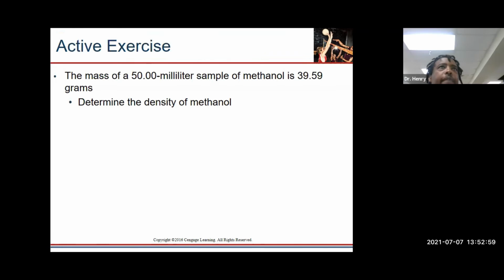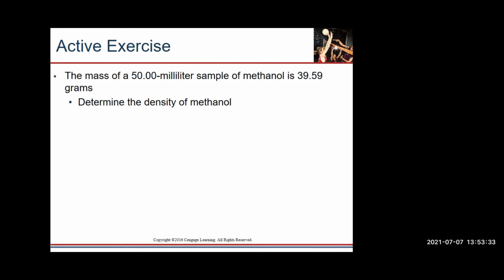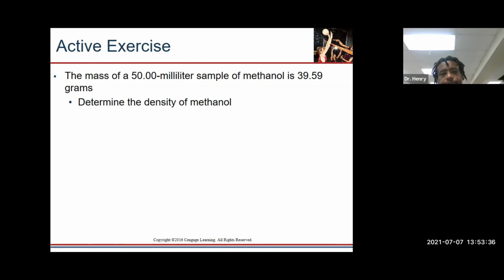Okay, so the mass of a 50.00 milliliter sample of methanol is 39.59 grams. Determine the density of methanol. So what am I going to use in this case? Would we use the formula D equals M over V? Yes, we would.